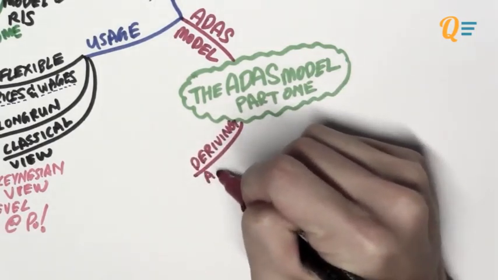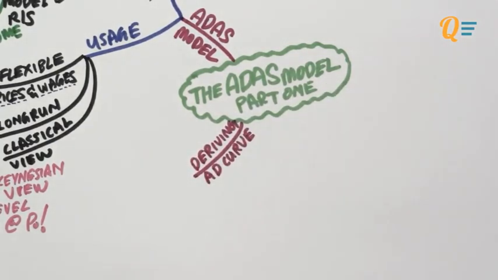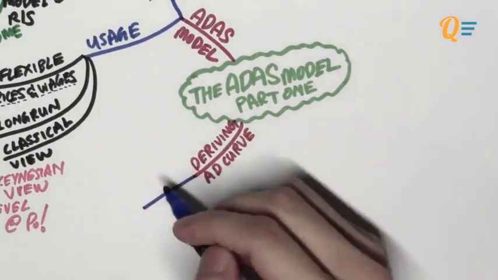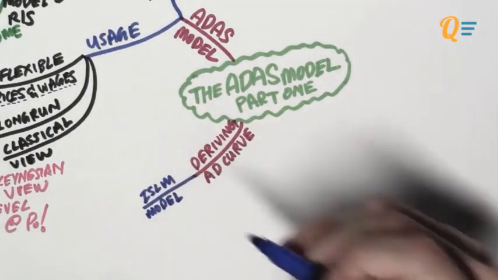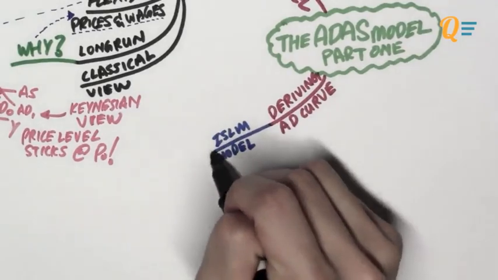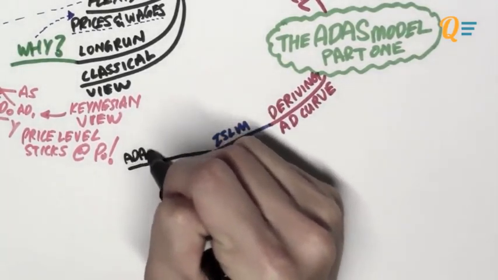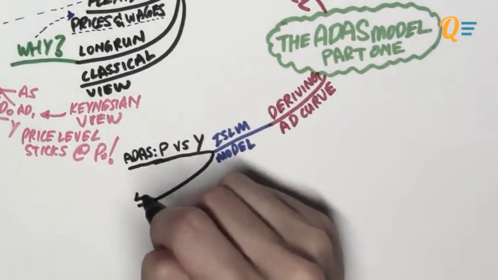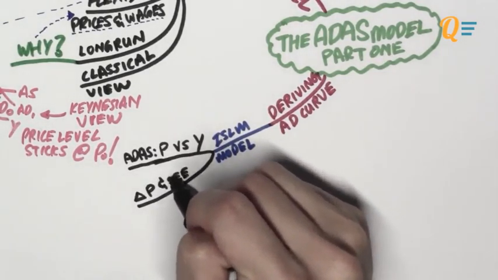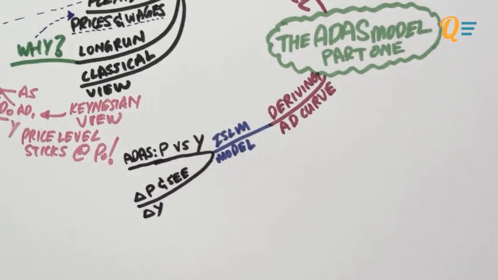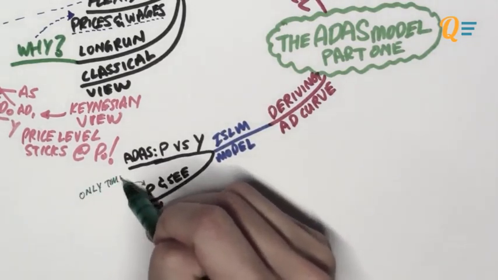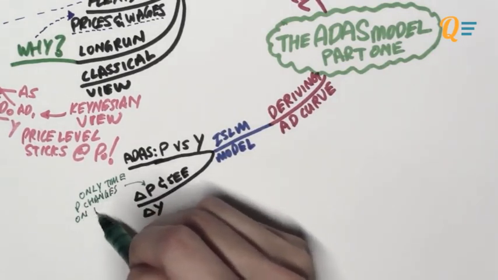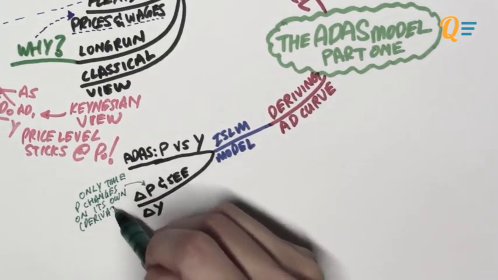Okay, so now we're going to figure out how to derive the aggregate demand curve. Now to derive the AD curve, you're going to need the ISLM model. So we know that the ADAS model is a graph with price on the vertical axis and income on the horizontal axis, right? Therefore, we need to change the price level to see a change in the income level, then we can get our aggregate demand curve. And deriving the AD curve is the only time where the price level changes on its own.